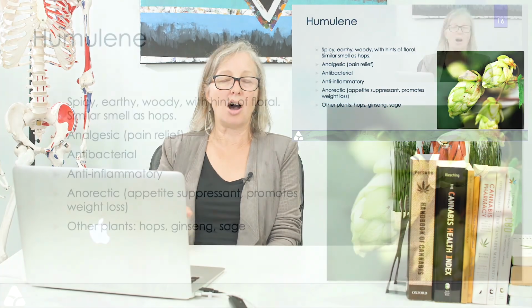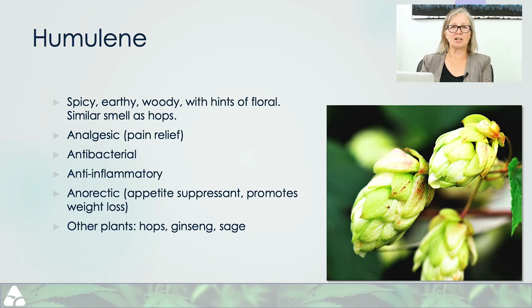Humulin. Humulin is the distinctive smell of the hops plant. And if you remember, we talked about earlier that humulin or hops and cannabis are actually related. They're in the same family, so they're kind of cousin plants to each other. Humulin is a very spicy, earthy, woody kind of a smell. There are little hints of flower in there, but it's very similar to what the actual smell of hops is. So if you've ever smelled hops, hoppy beer like IPAs that have a lot of hops in them has quite a distinctive smell. So you probably are familiar with that smell.